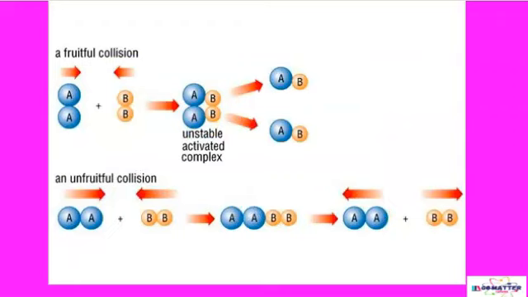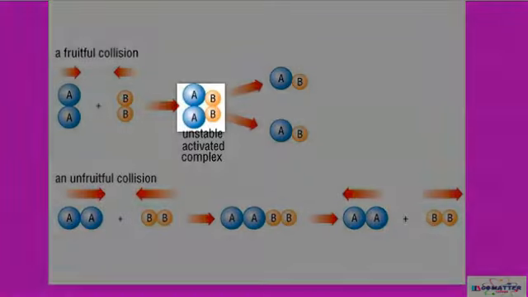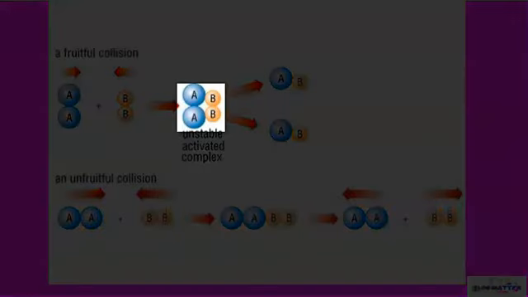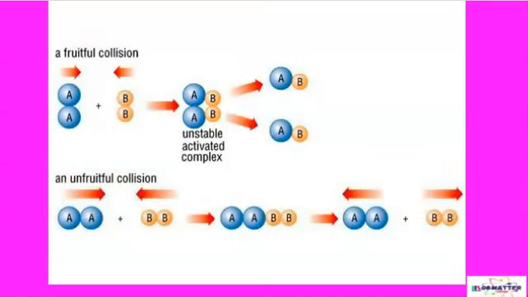For the collision to be effective, that is, for collisions to be successful: 1. The particle must be in a correct orientation to break old bonds and to form new bonds. And 2. The particle must have sufficient kinetic energy to overcome the activation energy.